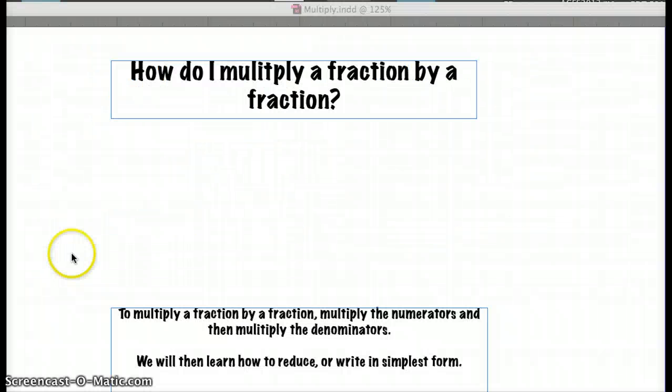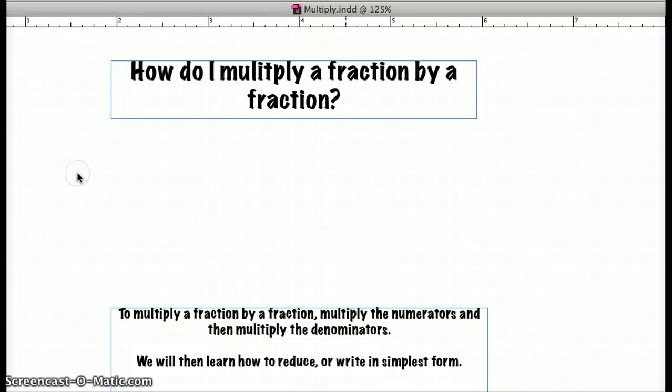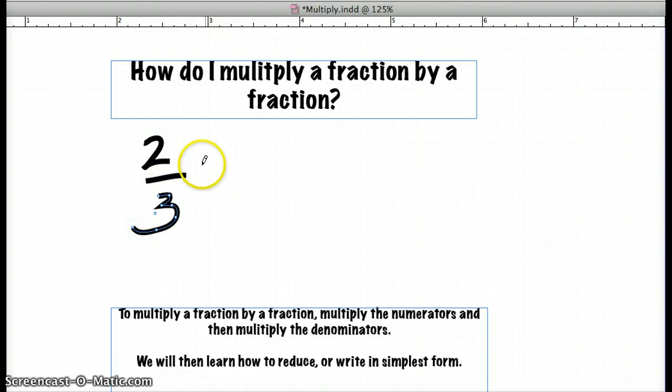Okay? Let's start with talking about multiplying a fraction by a fraction. So when we do this, it's much simpler than you would think. All you have to do is multiply the numerator by the numerator and the denominator by the denominator. It will get a little tricky when you have to do some reducing or something else. So let's take a look at an example here. Say we had 2/3 times 1/2.